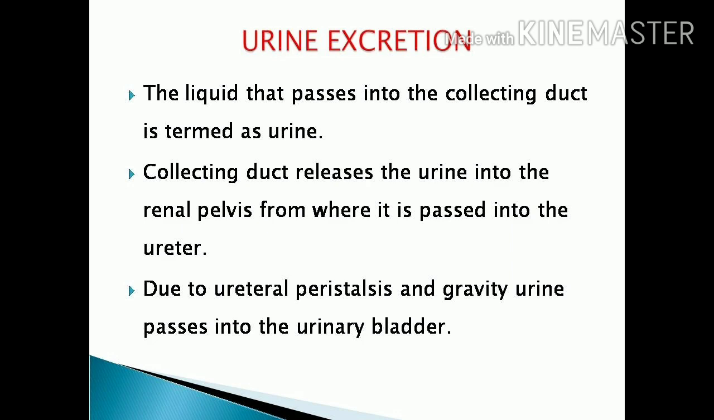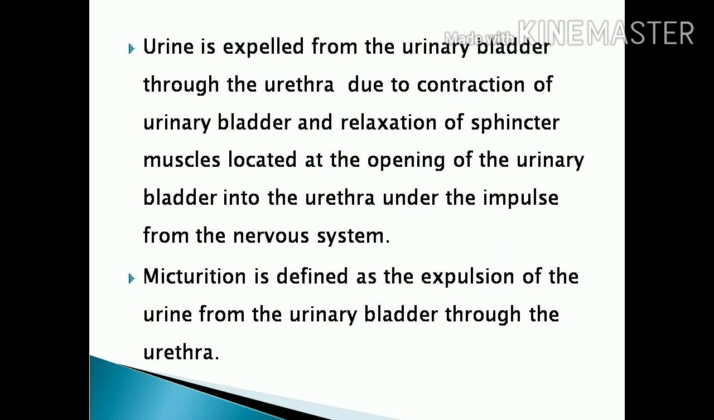From the renal pelvis, the urine then enters the ureter. The movement of urine from the ureter to the urinary bladder takes place due to ureteral peristalsis. Here peristalsis means a wave of constriction in the ureter. This wave of constriction passes the urine to the next region, that is, the urinary bladder.